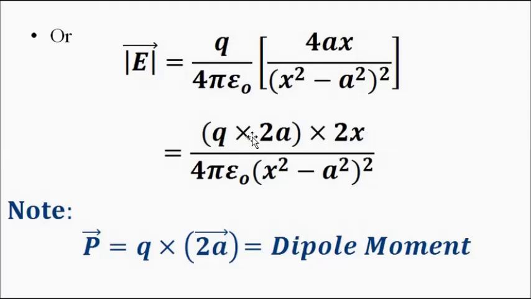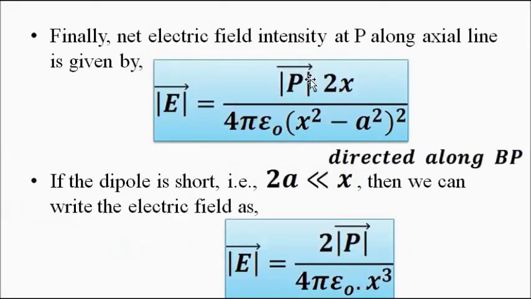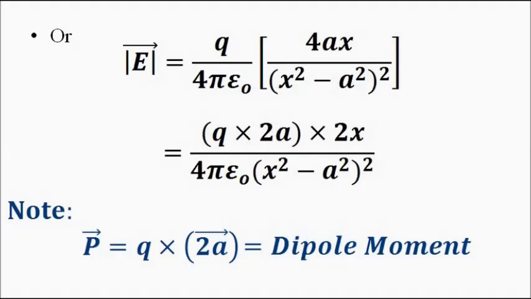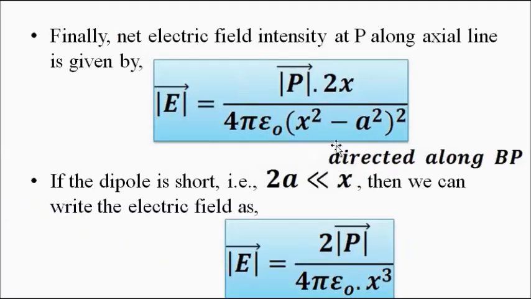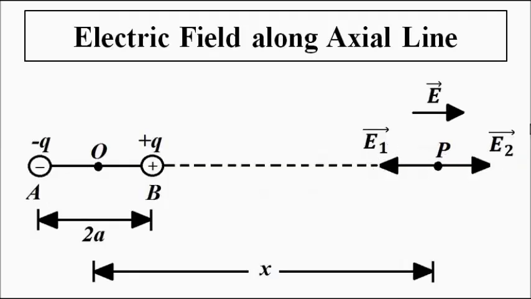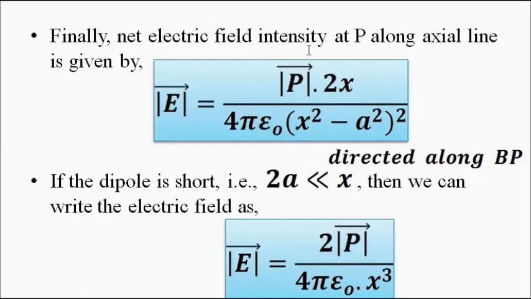Here q into 2a, we know that this is the dipole moment vector. P vector is equal to q into 2a. So we can write this expression by substituting q into 2a with p vector, and it will become p vector into 2x by 4 pi epsilon 0 x square minus a square whole square. We simply substituted q into 2a with p vector. And the direction of the net electric field intensity at the point P is along BP, in this direction towards the right hand side. So this is the final expression.